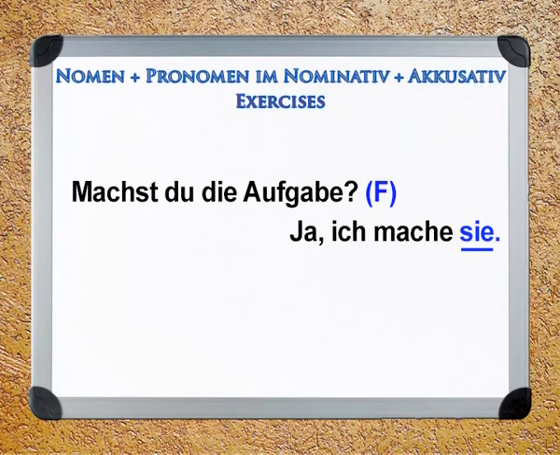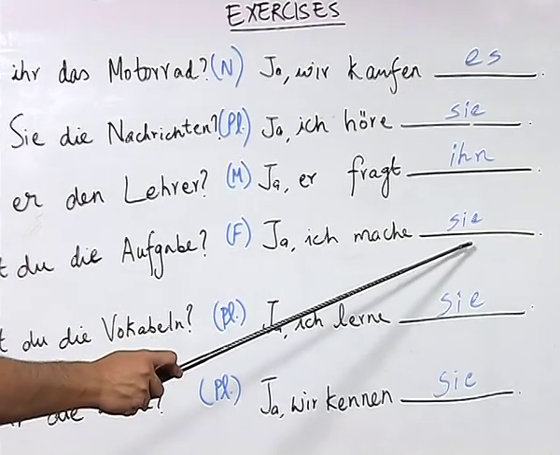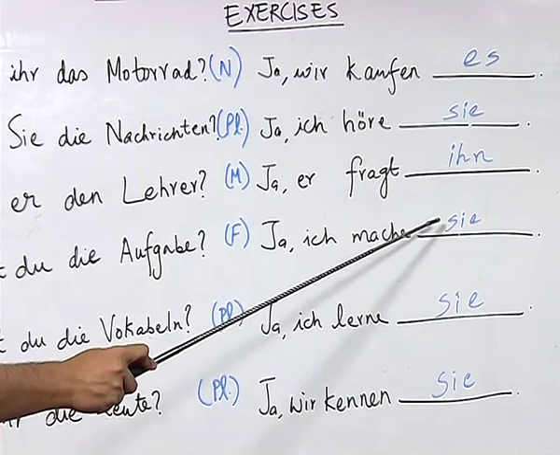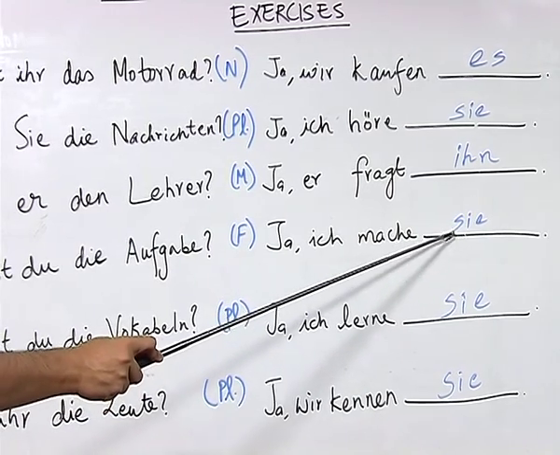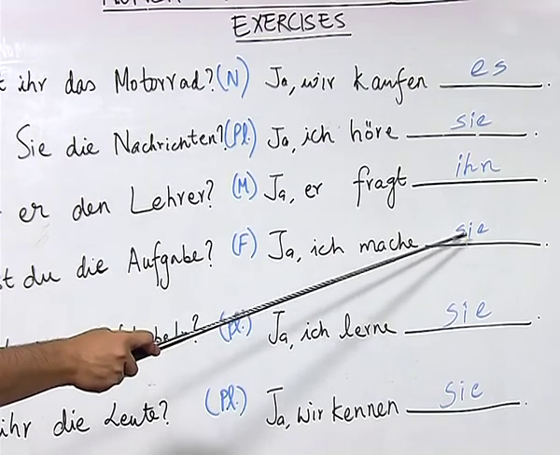Machst du die Aufgabe? Ja, ich mache sie. Here also the student has replaced the noun in accusative with the pronoun in accusative, which is sie. Also, as you can see, the sie in both number 2 and number 4 begins with a small s.